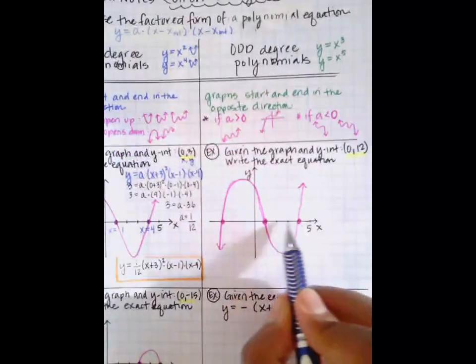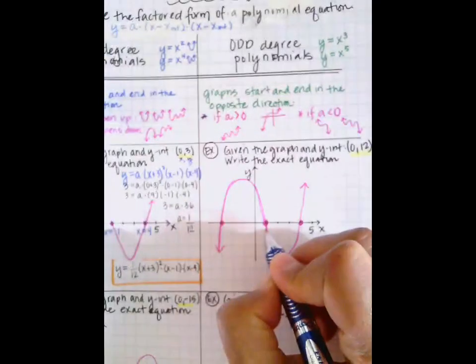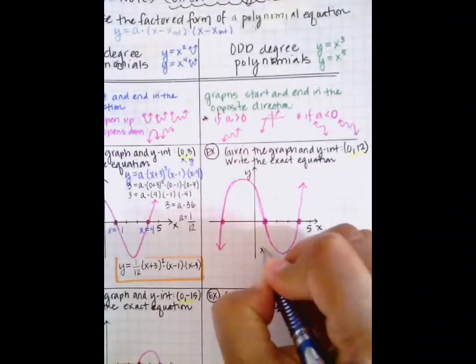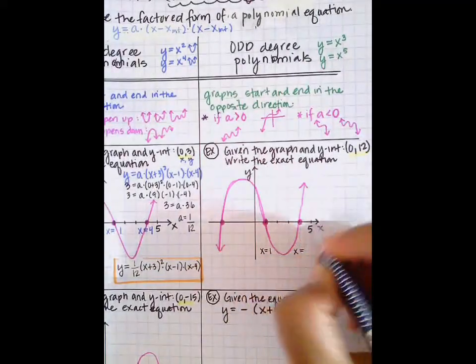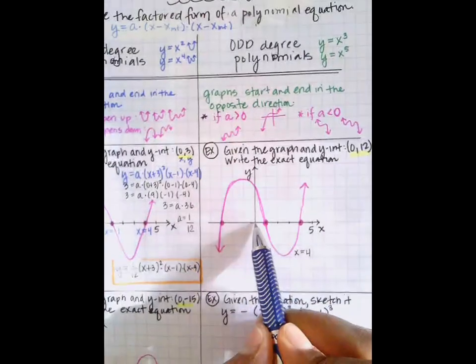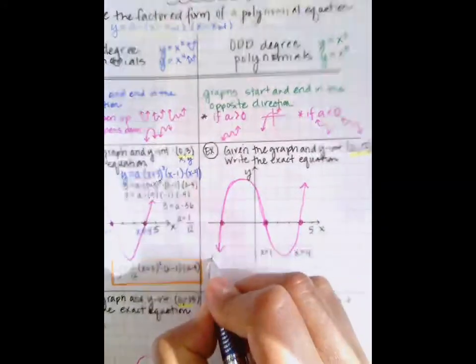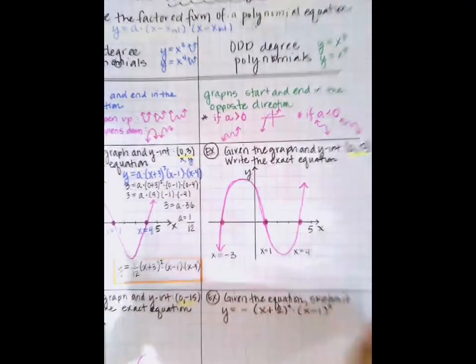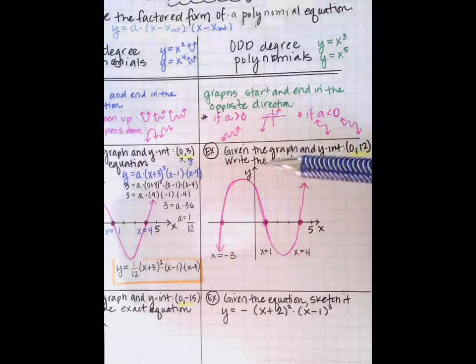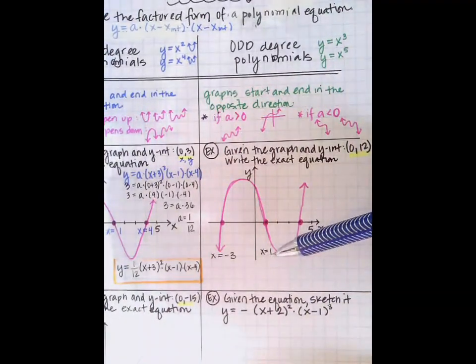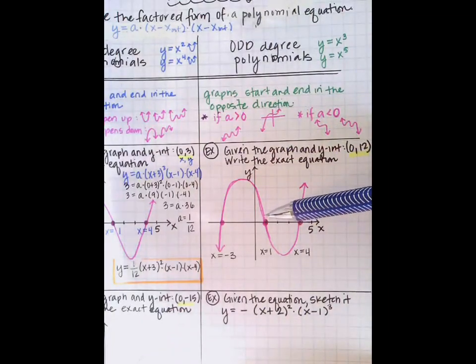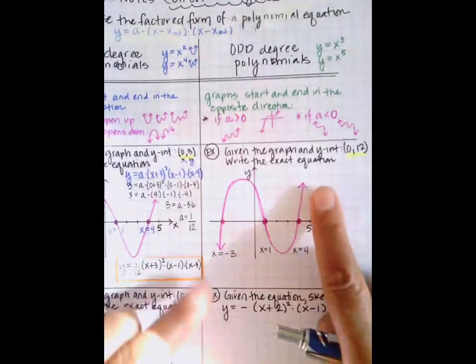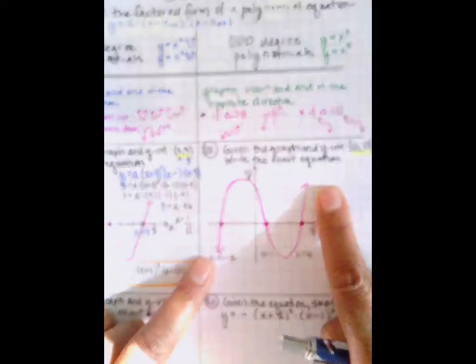And so here, looking at this graph, I see that I've got an x-intercept at x equals 1. I see another one at x equals 4, and finally also at negative 3, so x equals negative 3. A couple of things to notice right now is that this particular example is actually an example of an odd degree polynomial. So notice again, odd degree polynomials start and end in different directions.